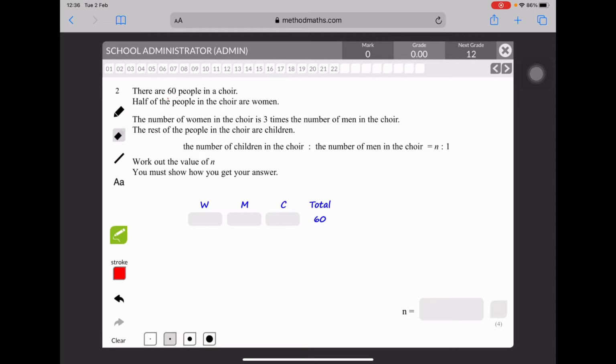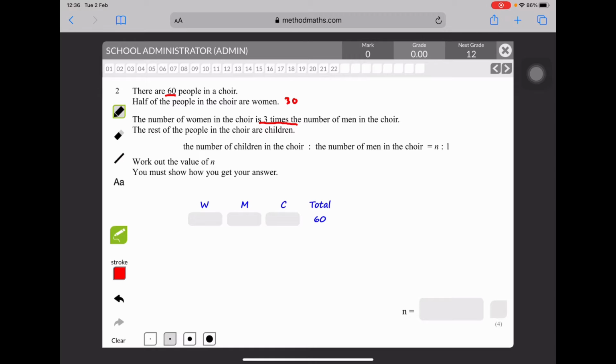Okay, there are 60 people in a choir. Half the people are women. So, I'm just going to write now 30 women. The number of women in the choir is 3 times the number of men. So that's something I should underline. 3 times. The rest of the people in the choir are children.